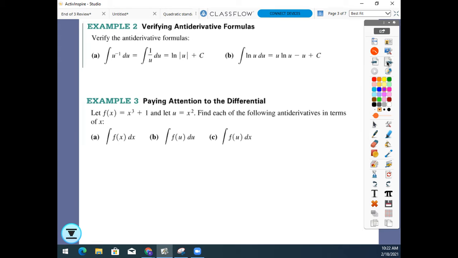Okay, so just verifying. Recognizing if it's u to the negative 1, that's just 1 over u. The antiderivative is ln of the absolute value. We've talked about this before.